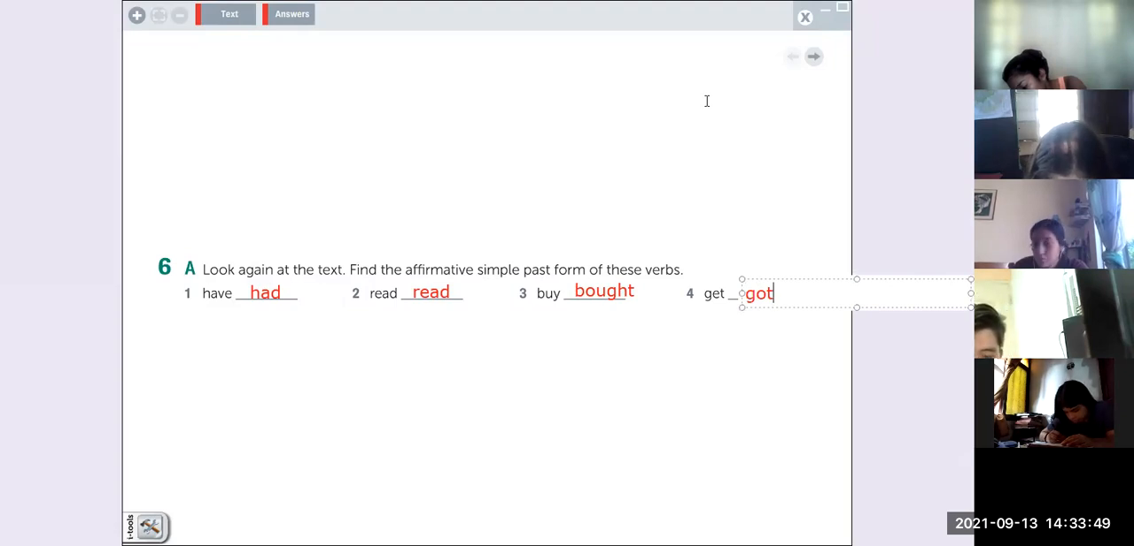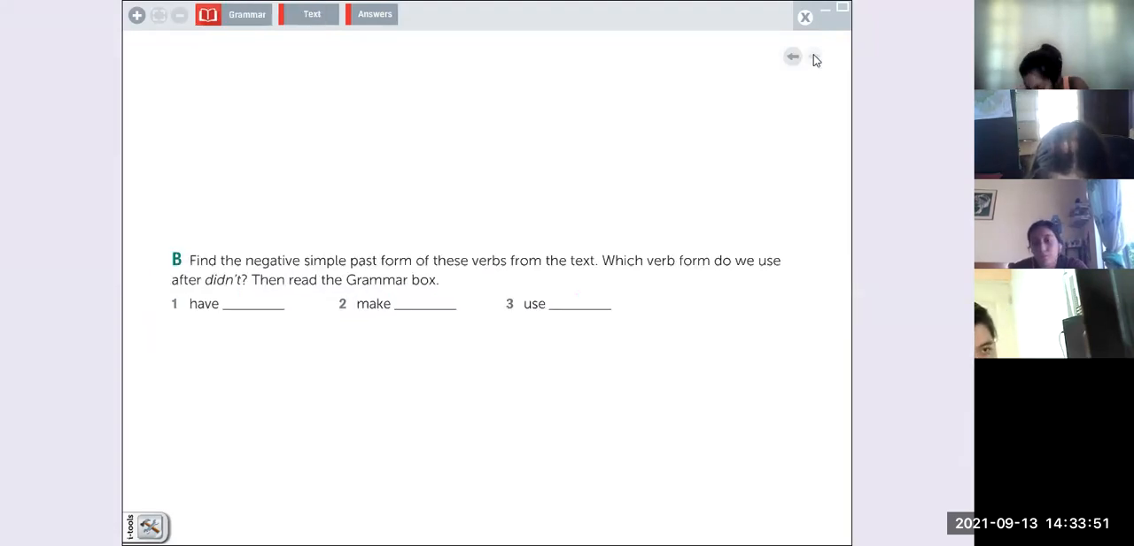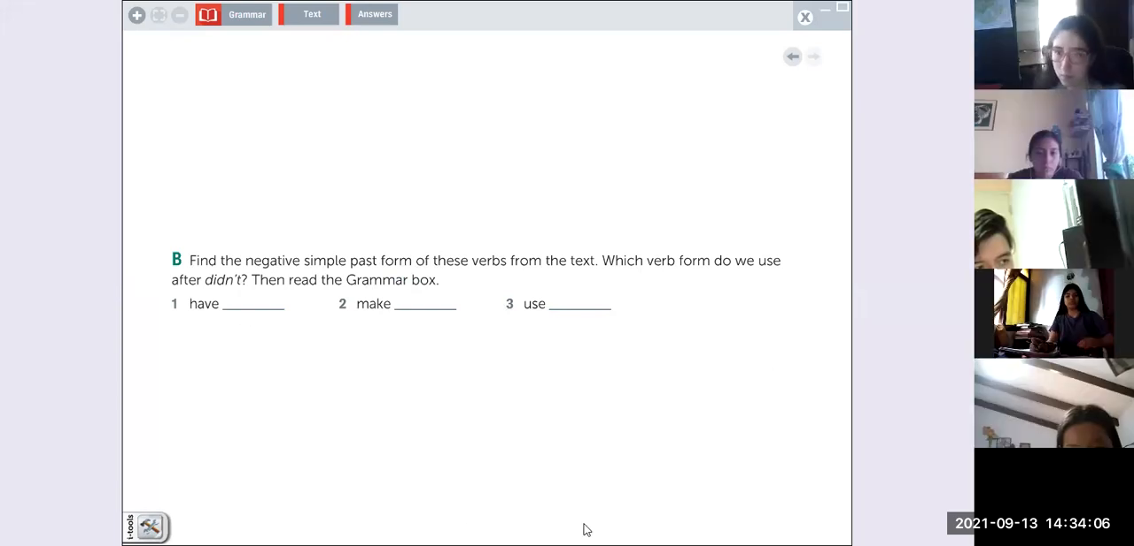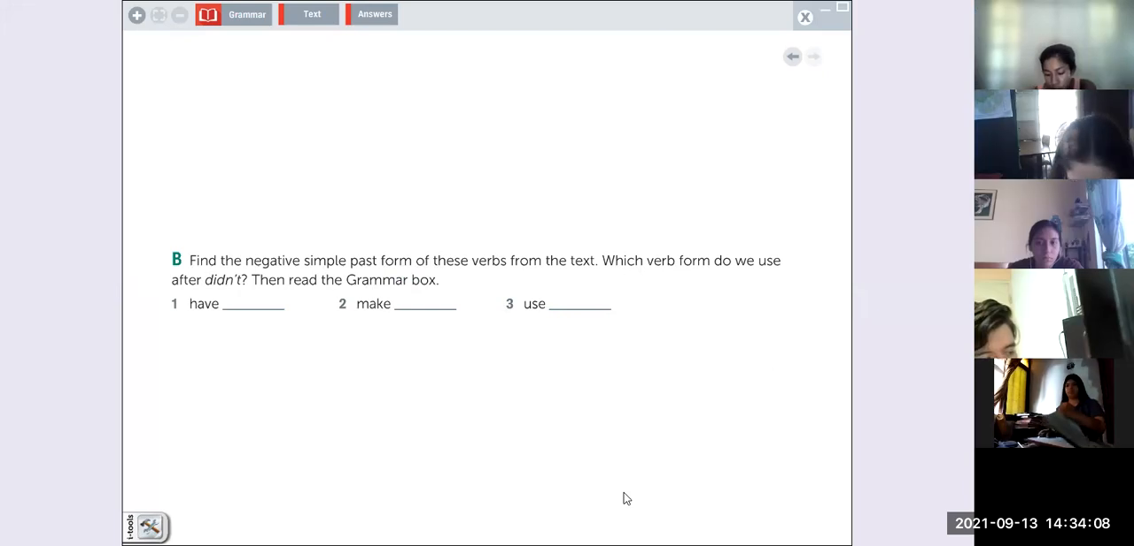Okay. Let's move on. The next one. Find the negative simple past form of these verbs from the text. Which verb form do we use after didn't? For example, what is the negative past form of have? Didn't have, right? So we are going to write this. Didn't have.